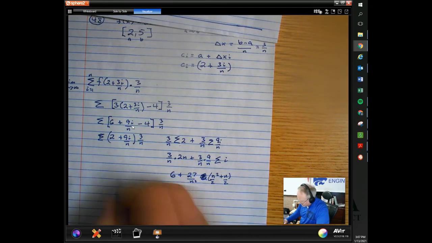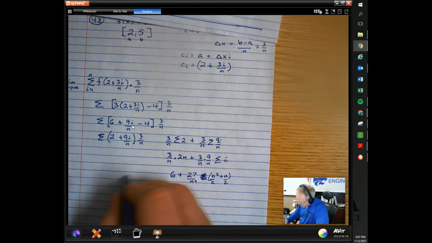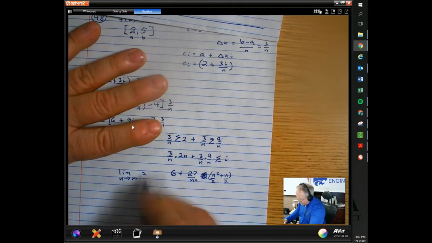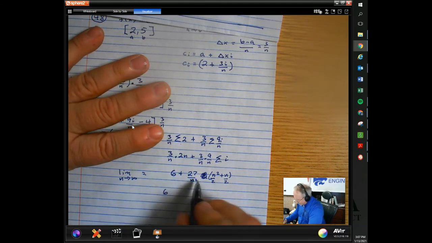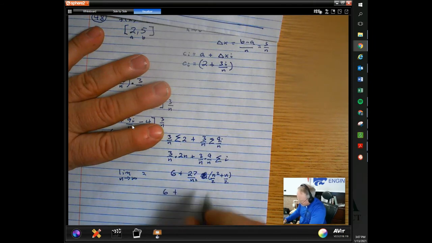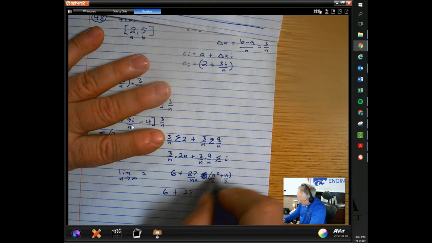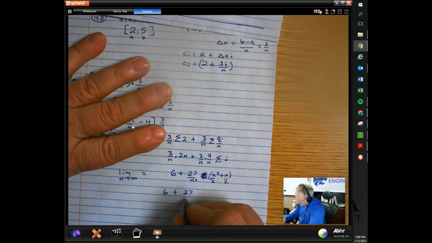This is still in this limit, right? This is still my limit as n goes to infinity right here. Okay, so I haven't gotten rid of that yet. So I'm going to rewrite what I have. I have 6, and then I'm going to go ahead and distribute this right here. And so I'm going to go plus. Now the 27, nothing really happens with that. So I'm going to go 27. Now the divided by n squared is going to cancel with this. So I'm going to get 27 over 2.